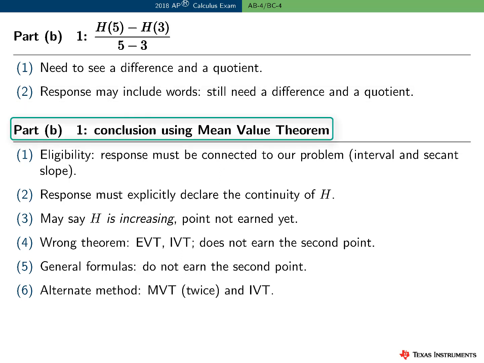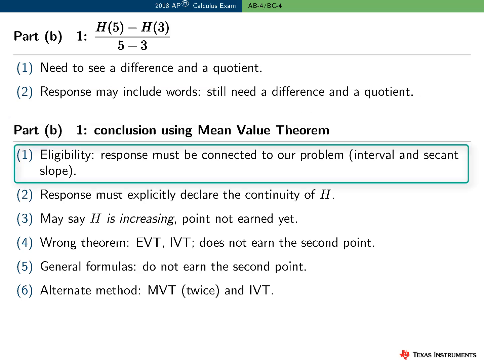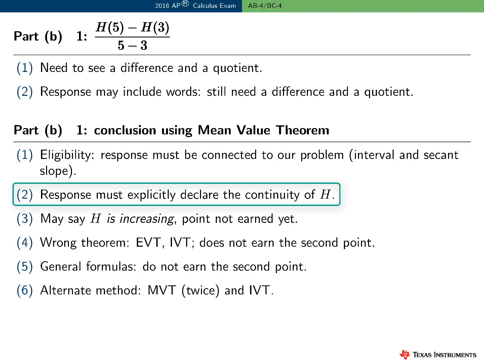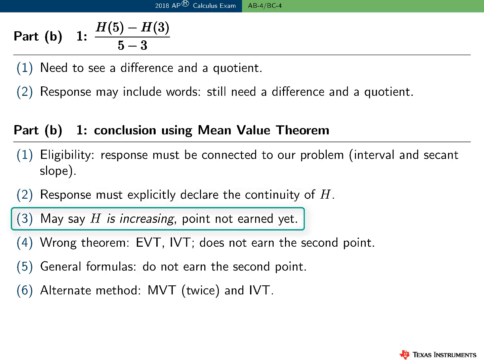The second point in Part B is for confirming the conclusion using the mean value theorem. Now, there's an eligibility criteria here. The student's response must be connected to our problem, and that is that the student must be using the appropriate subinterval and secant line slope. The student's response must explicitly declare the continuity of h. The student may indicate that h is increasing, but this is not a substitute for stating that h is continuous.